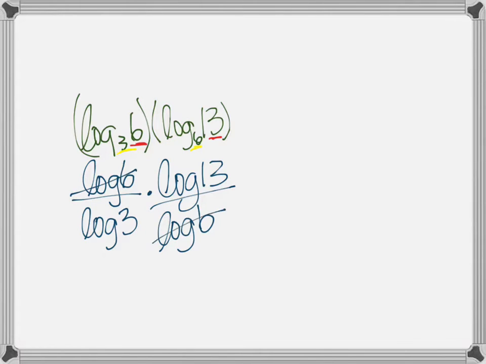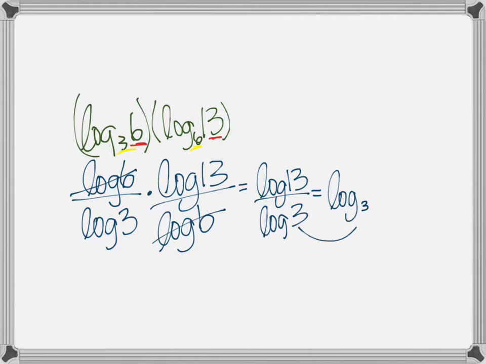Since my base and my argument were the same, those can cancel, and I'll get log of 13 over common log of 3. And when we have the same base being divided, we can use our change of base to go back into one log. So my bottom number goes to the base. I always think the base goes to the basement. And then my numerator goes there. So that will be log base 3 of 13.